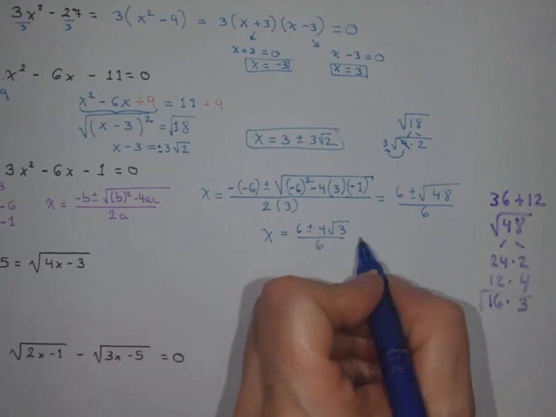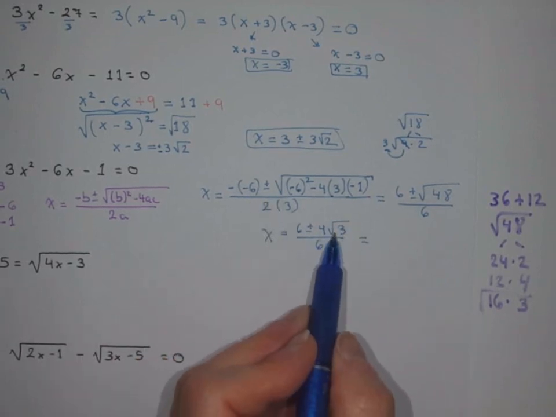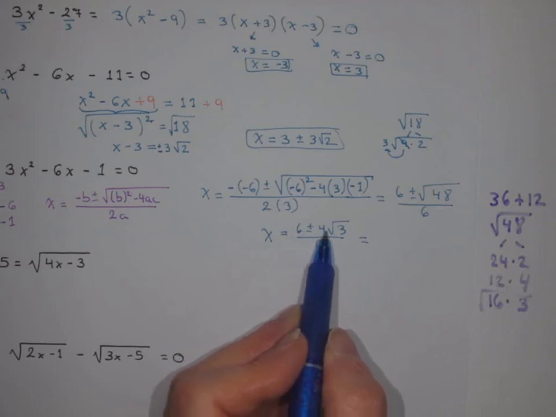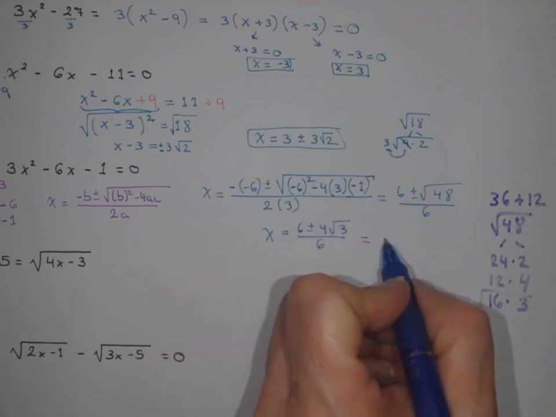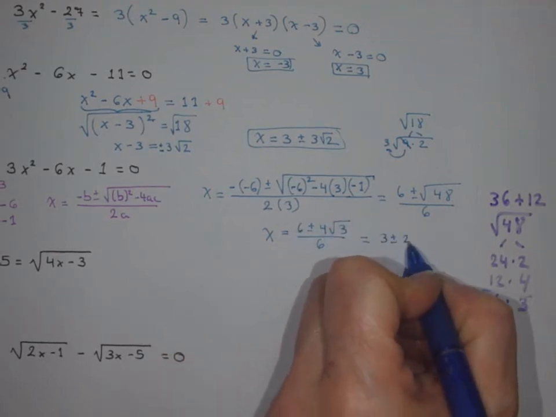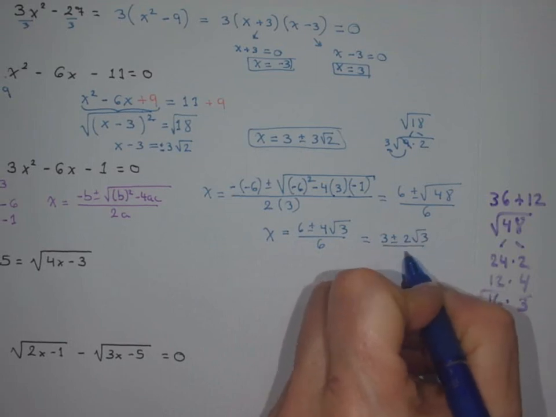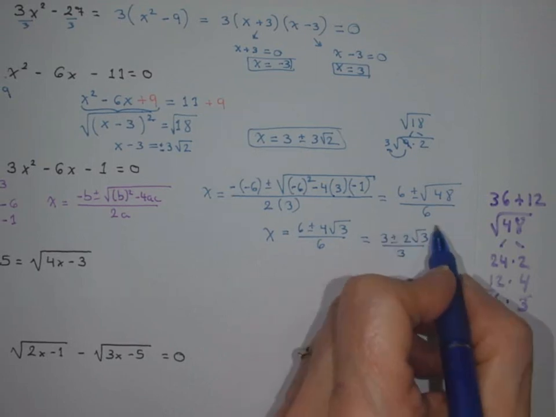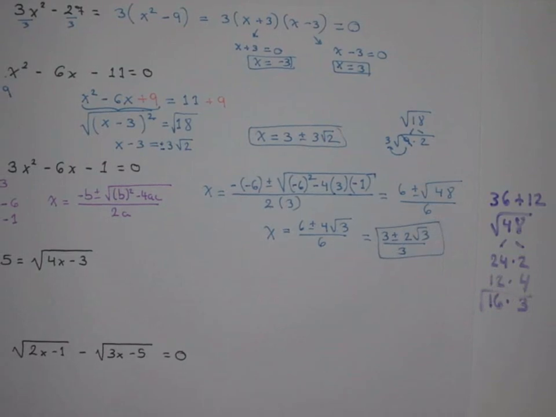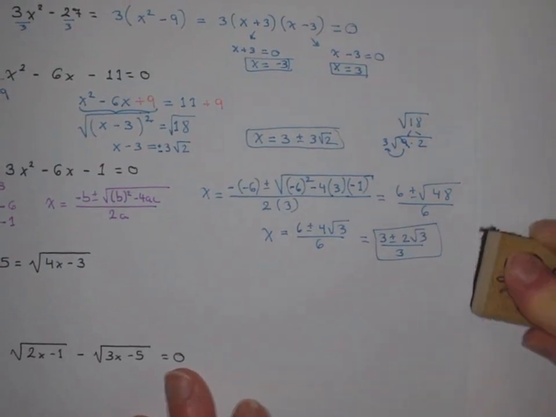Okay, so we simplified the root, we're done with that, but now when I'm looking at what I have here, I have a 6, a 4, and a 6. All of those still have a common factor of 2, so I'm going to divide them all by 2. So that becomes 3 plus or minus 2 square root of 3 all over 3. And that will be our final answer right there. All right.